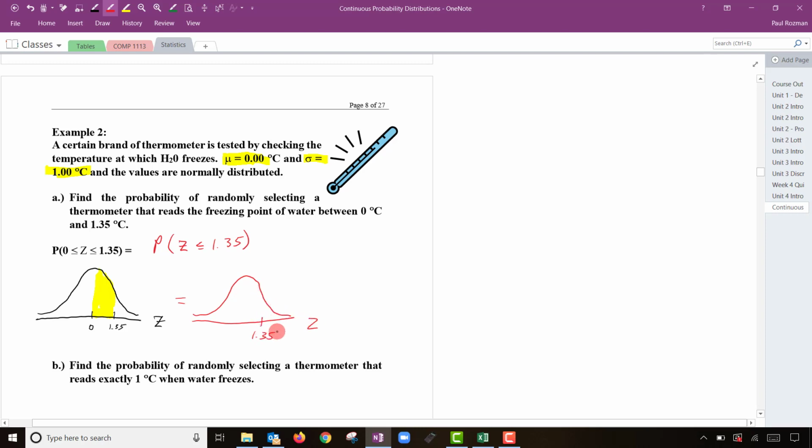find the area to the left of 1.35. I can get that from my Z table. And then take away the part I don't need, which is the area to the left of 0. So that's how we'll solve these. In this case, I guess technically, to be accurate, I should go less than 0. If I want between 0 and 1.35 and I included the 0, I don't want to take 0 away, although it doesn't matter. So let's look up 1.35 back in that table.